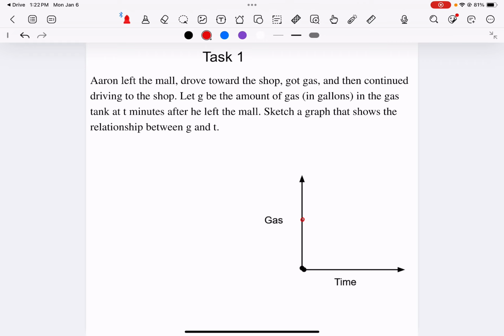I'm going to say he starts around here with half a tank. If he's driving towards the shop, that means he's using gas, so his gas is decreasing over time. He stops to get gas, so as time increases, his gas is also increasing. And then he continued driving to the shop, so his gas is going to have to decrease. And then our graph would stop there because we don't know what happened after that.